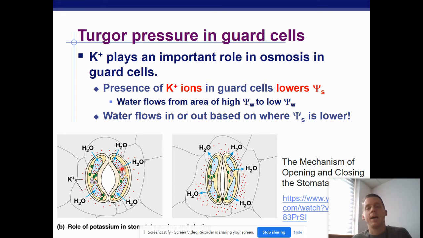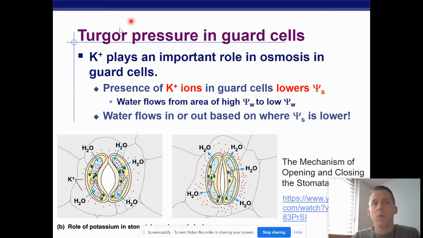When it's time, maybe it's hot and dry, to close the stomata, the cell is going to move the potassium ions out of the guard cells, and that is going to raise the water potential of the guard cells. So the guard cells now have a higher water potential, they have a higher solute potential, water is going to move out, and the guard cells are going to shrivel and close.